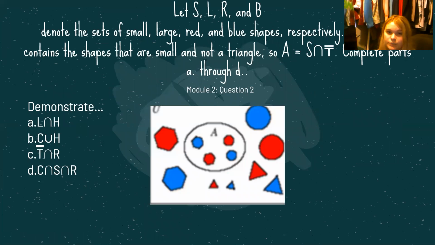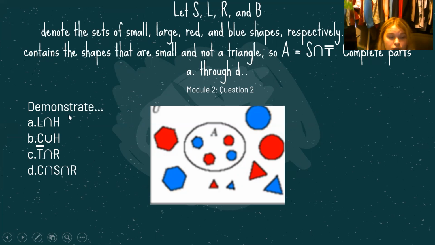All right, question 2. Question 2 says, let S, L, R, and D denote the sets of small, large, red, and blue shapes, respectively. The set A contains the shapes that are small and not a triangle. So A is equal to S intersection bar over T. Complete parts A through D. So it's asking us to demonstrate parts A through D.